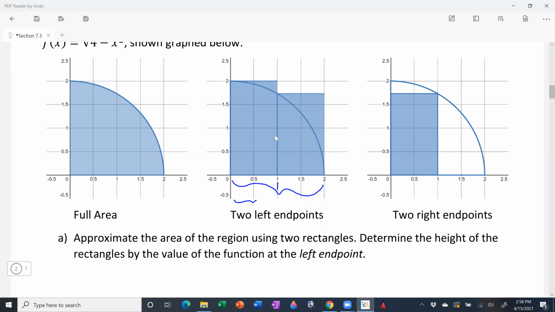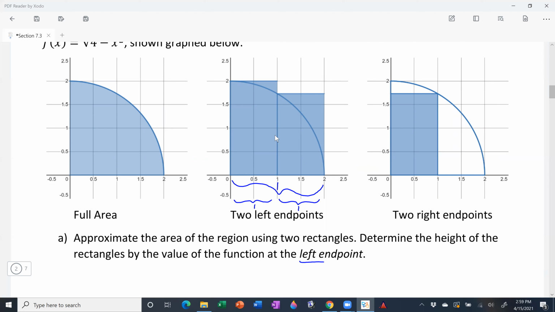So the actual width right there is 1 for both of those. Okay, and we're going to get more and more detail, and we're going to formalize this process a little bit later. So each one of those rectangles has a width of 1. And then the height of each of these rectangles is determined by the function.